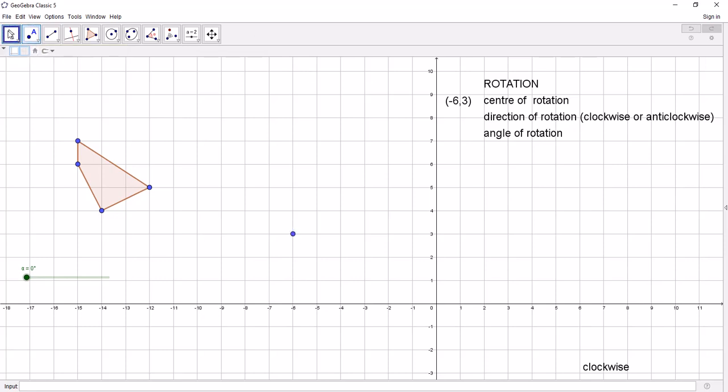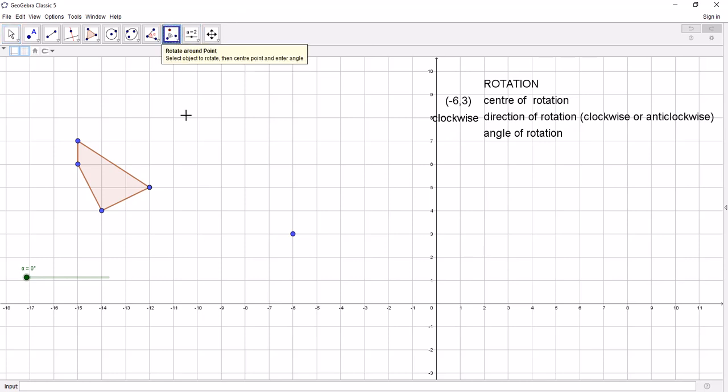And I've decided that my direction of rotation is going to be clockwise. So that means that my object is going to be travelling this way. Now, I haven't decided on an angle of rotation because I'm going to first show you what rotation looks like, and then I'll show you how to work out how far something's travelled afterwards.